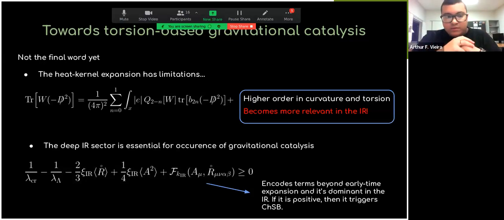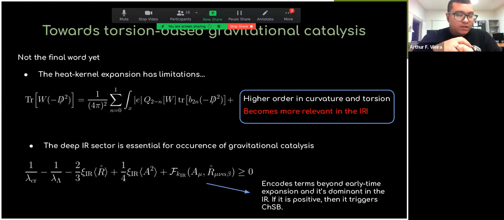But this is not the final word yet, because as I was saying, we have to consider this regime where you only consider small amplitudes for curvature and torsion. And this amounts to truncating the series in the heat kernel expansion. The higher order terms, however, will be important and more relevant as you go to the deep IR. So this analysis that we've done is not capable enough to reach this deep IR sector.